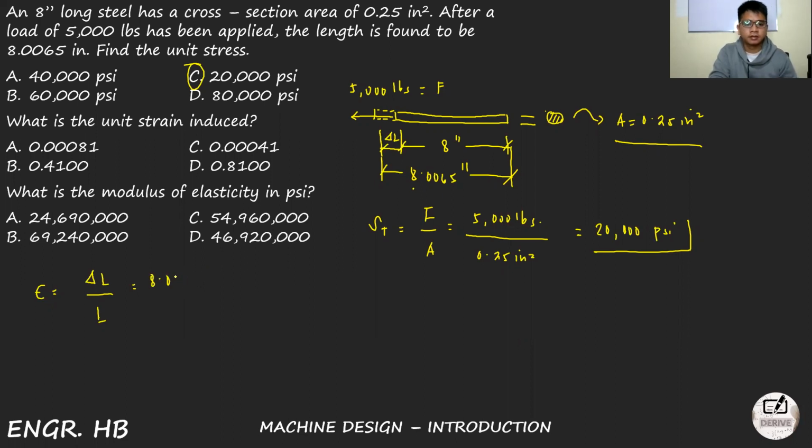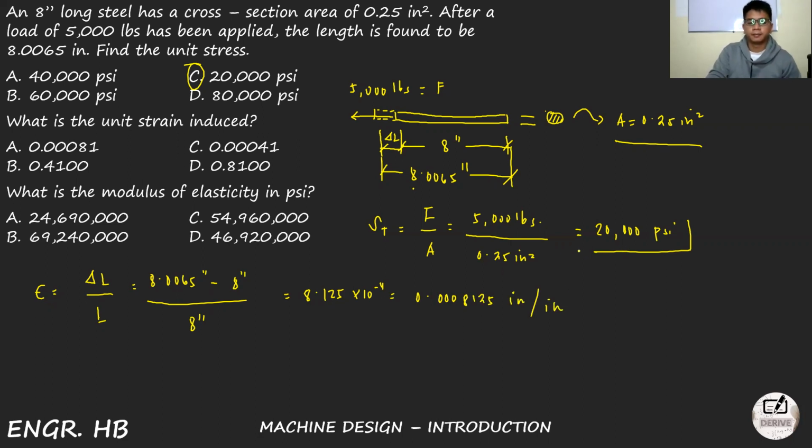Burahin natin. Ayan. And of course, our original length, bago in-apply yung force, is 8 inches. So that was 8.0065 minus 8 divided 8. So that was 125 times 10 to the negative 4 or 0.008125 inches per inches. So, yun yung unit ng strain, no?